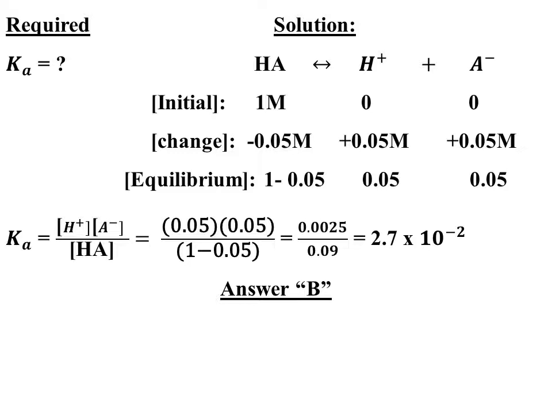Then Ka equals the concentration of H+ times the concentration of A- divided by the concentration of the weak acid HA, which equals 0.05 times 0.05 over 1 minus 0.05. This gives 0.0025 divided by 0.95, which approximately equals 2.7 times 10 to the power of minus 3.